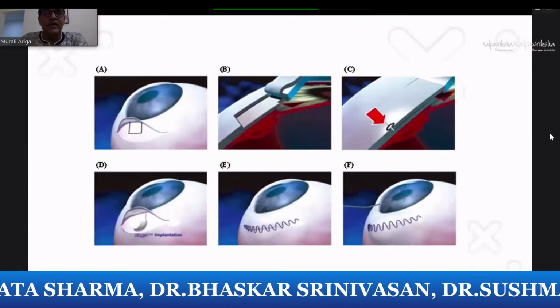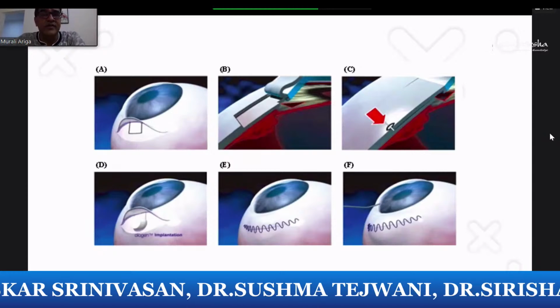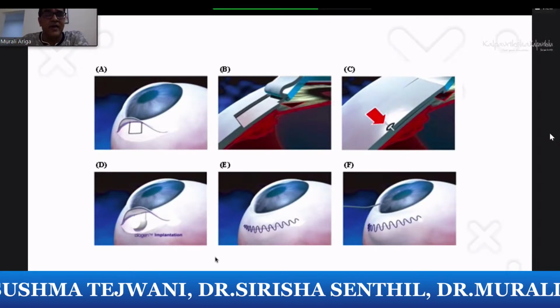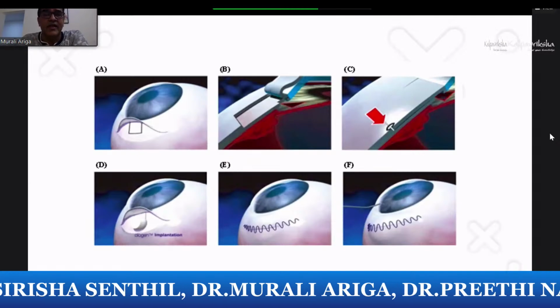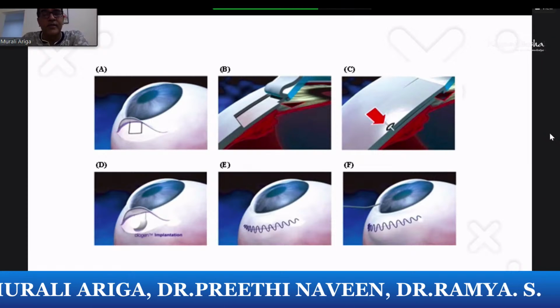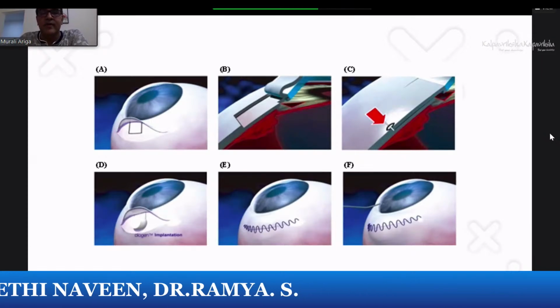Ologen is another agent which has been used in the past. Nowadays, it is not so popular. It has also become expensive. It can be considered as an agent or a drug or a device or an implant, which retards the healing process and helps form the bleb. Ologen has also been reported in the past. Most of us now don't use Ologen because of its cost and availability.